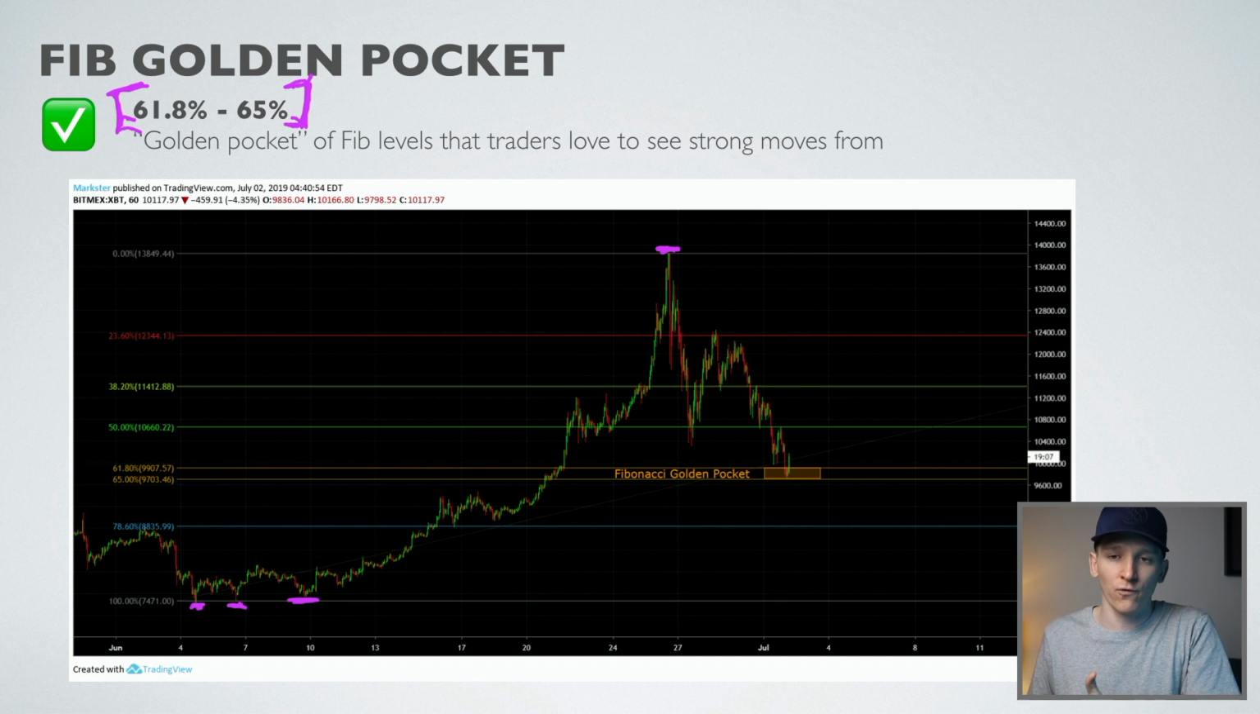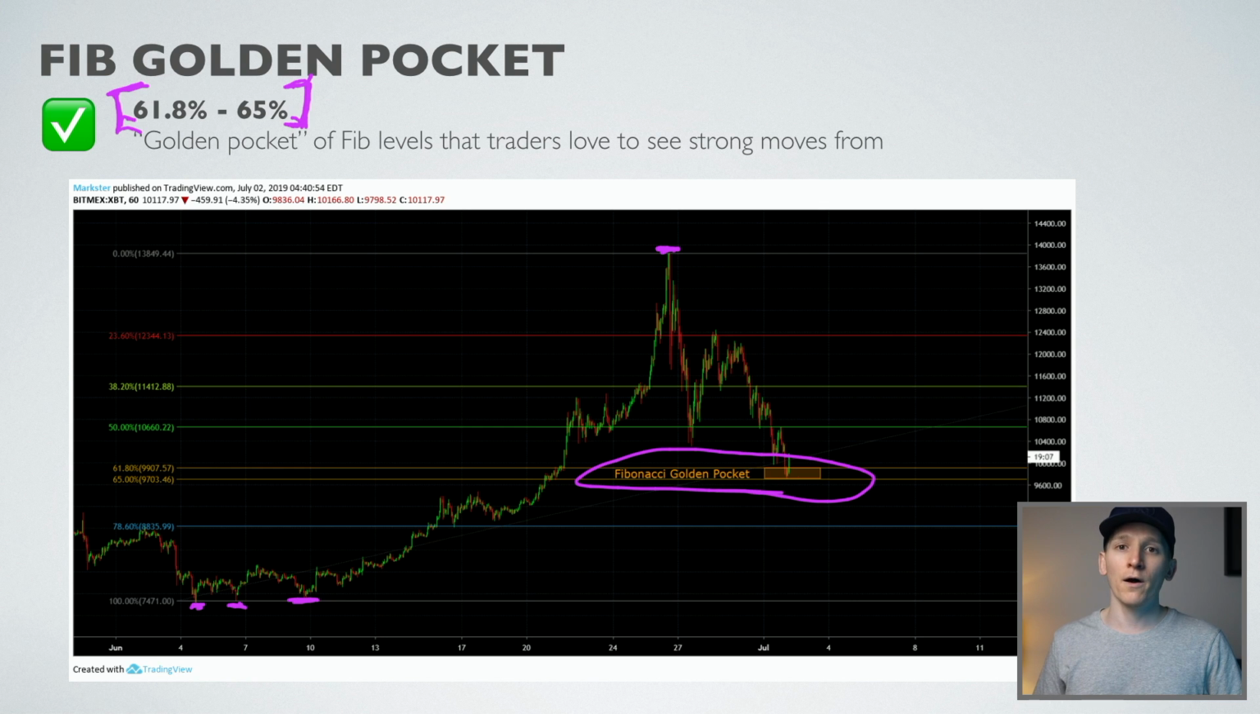So that's what Fib is for, trading a reversion to the mean in a trend. This golden pocket is between 61.8 and 65%. You can see right here that Bitcoin actually hit it perfectly, and it did start to bounce after this.